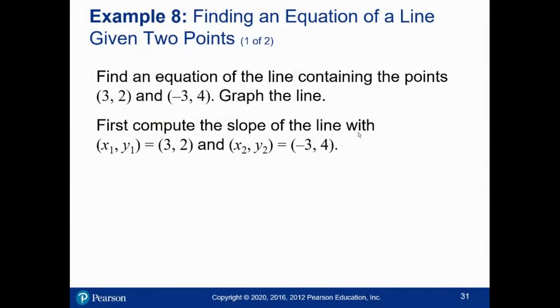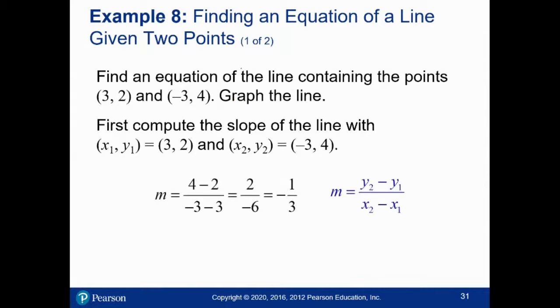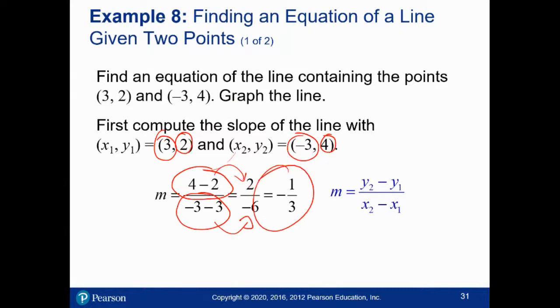Okay. Can I find the equation of a line if I know 2 points on the line, but I don't know the slope? But remember, if I know 2 points on the line, I can find the slope by doing delta y over delta x: 4 minus 2 over negative 3 minus 3. 4 minus 2 is 2. Negative 3 minus 3 is negative 6. So that's negative 1/3. I found the slope.